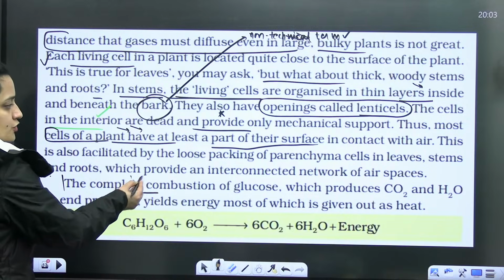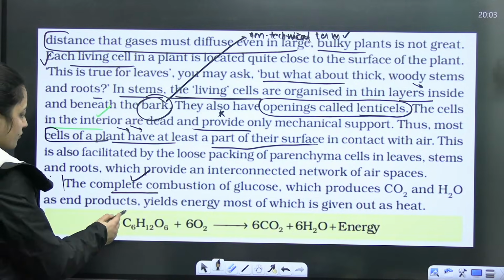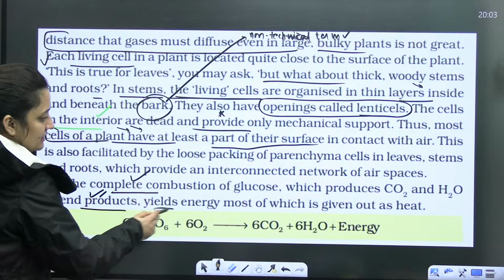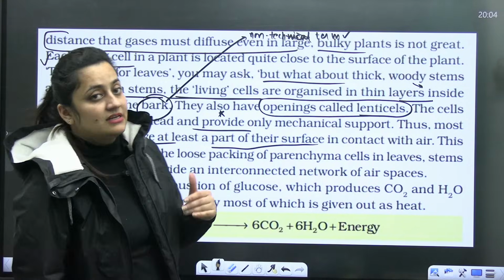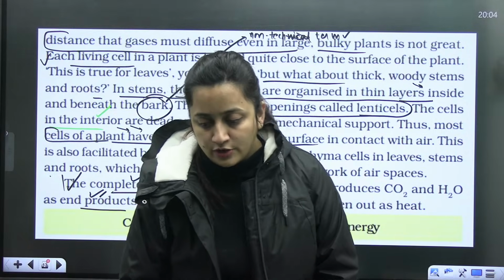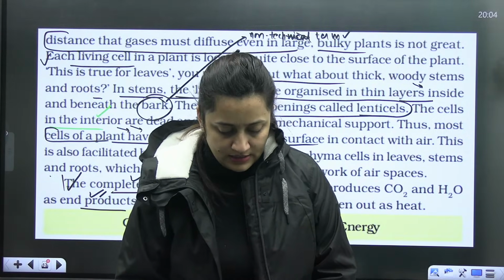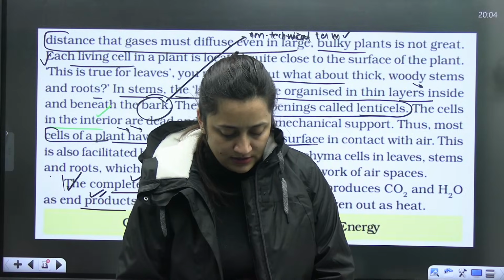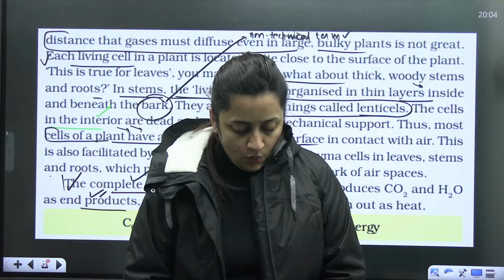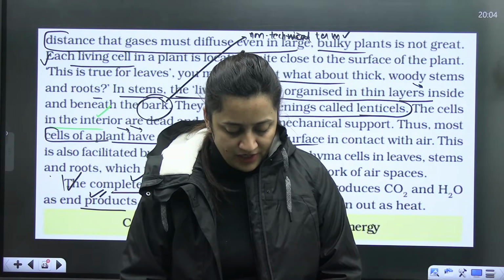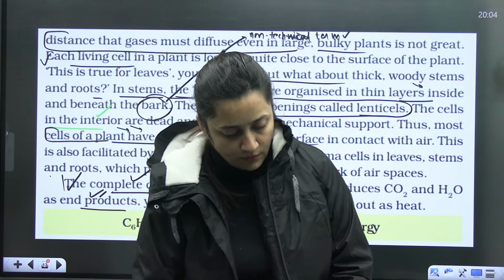So complete combustion of glucose will produce CO2 and water, and the end product will yield the energy, most of which will be given as heat. So there is a difference between respiration and combustion. Can you tell me? Please tell me about that. What is the difference between respiration and combustion?